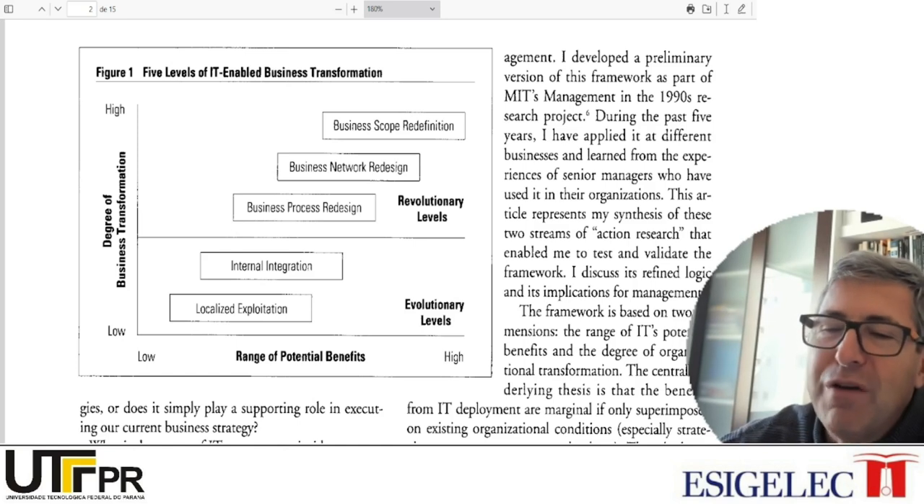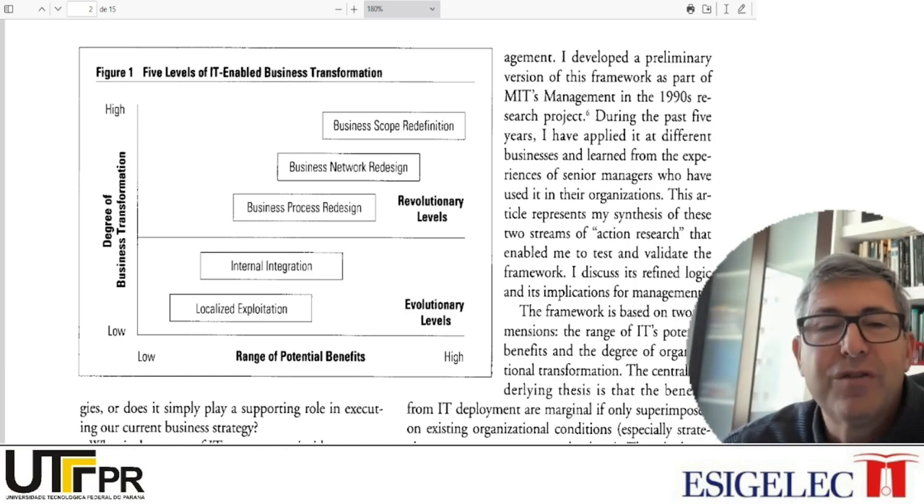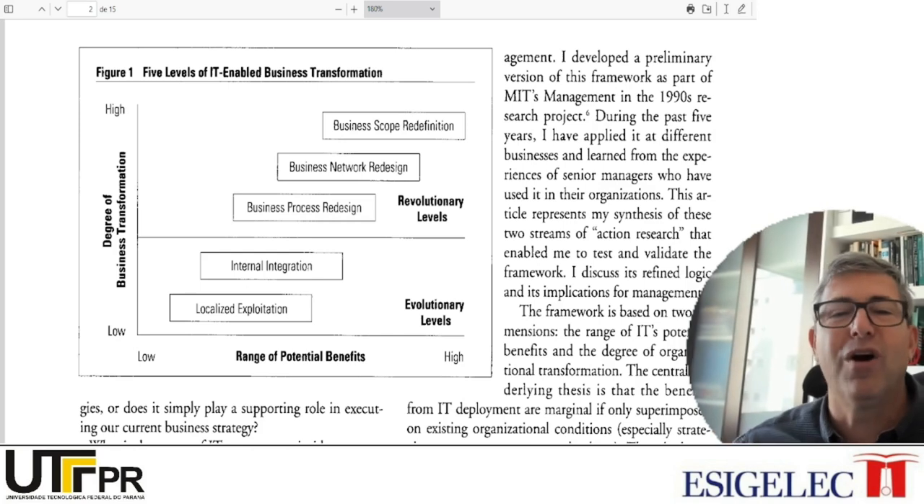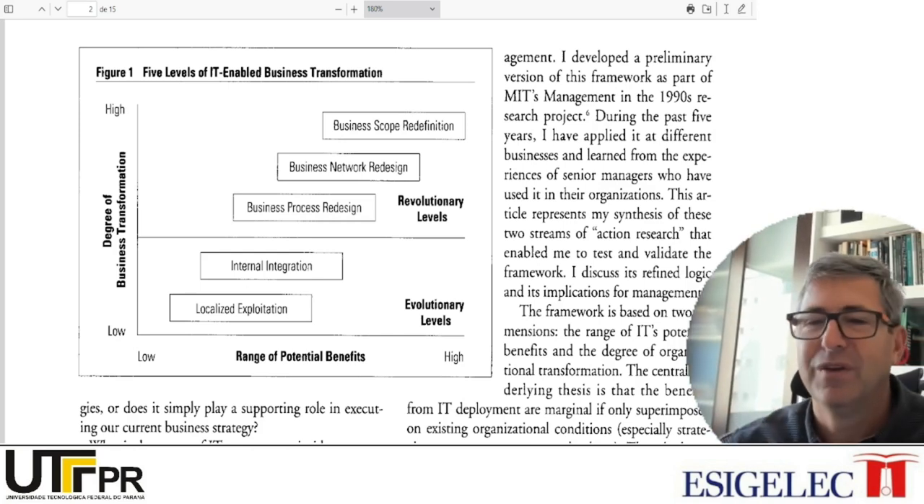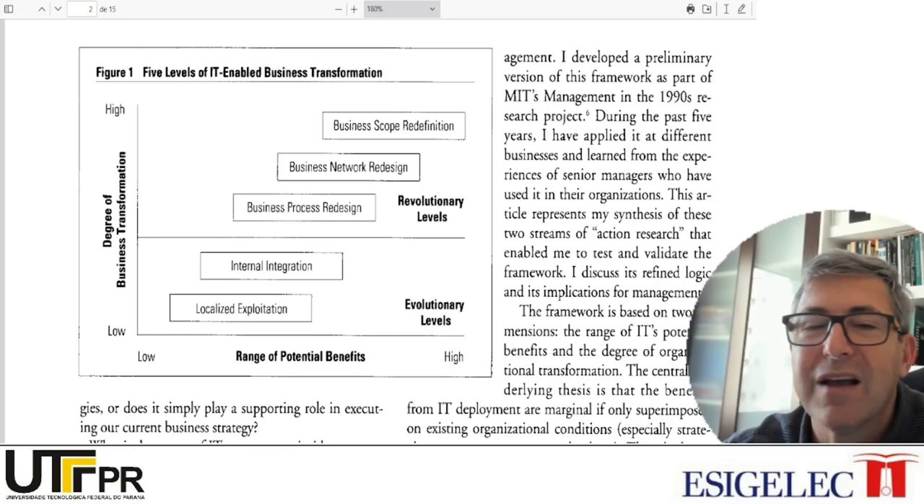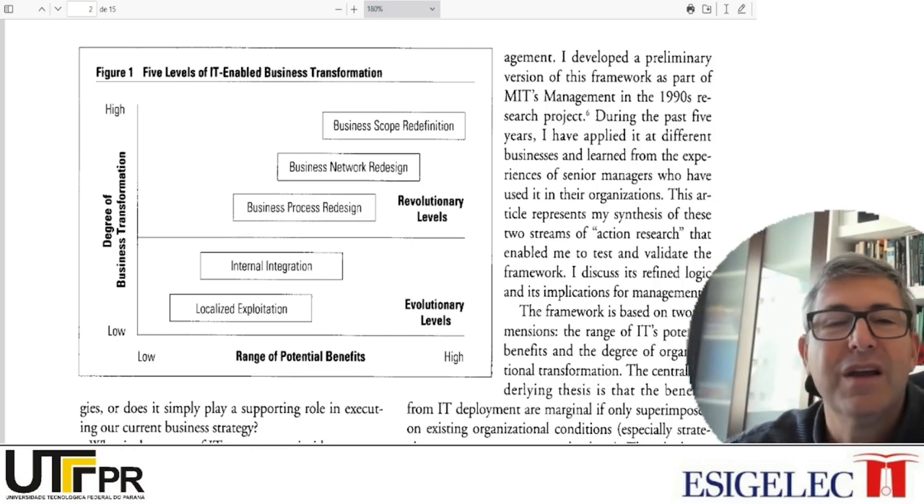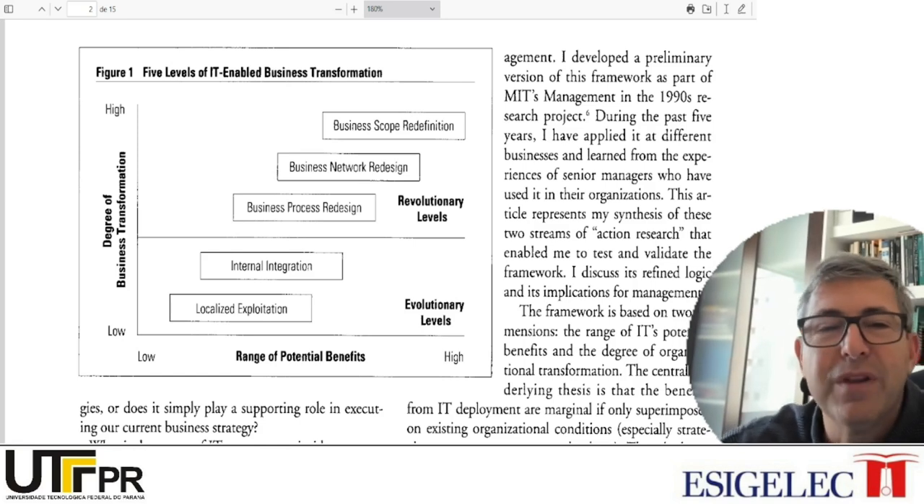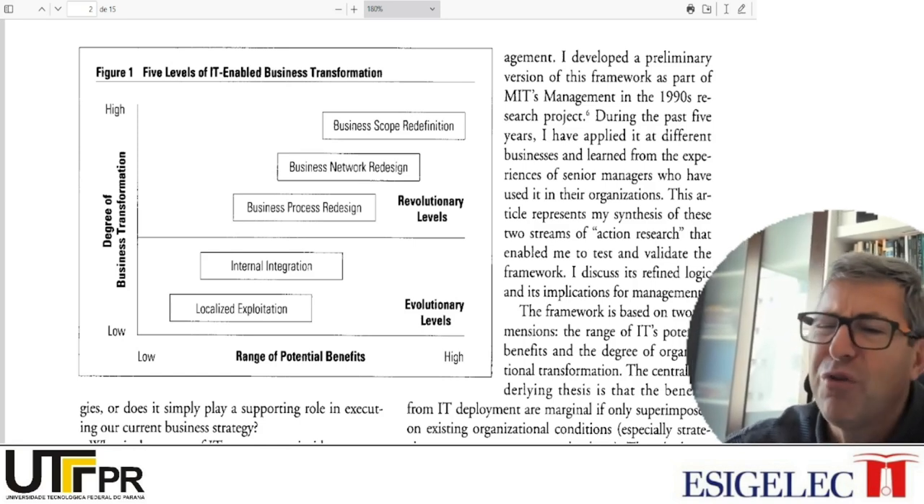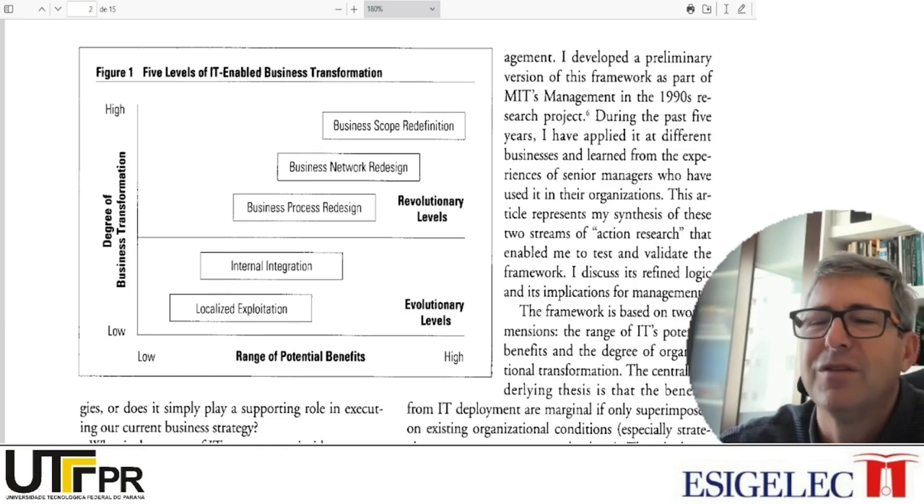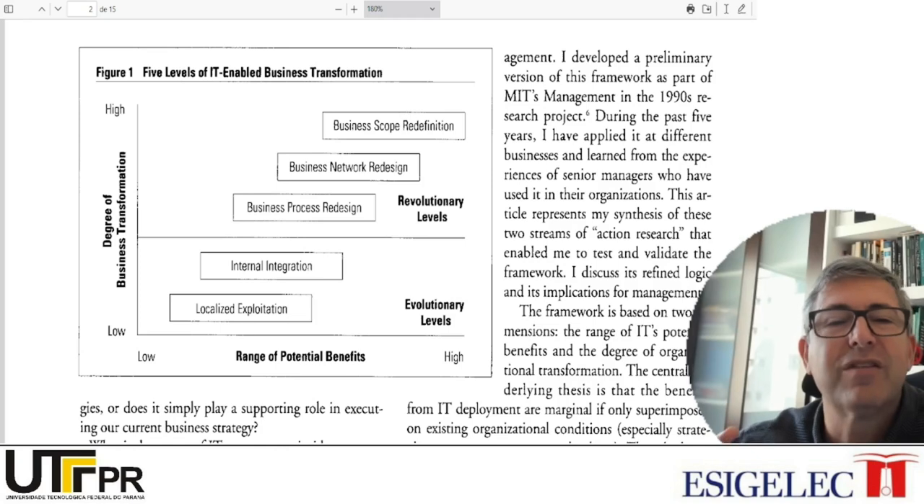The author calls this an evolutionary level because it says you're doing what you did before more efficiently. Notice that evolution has a lot to do with increasing efficiency, right? Improving the methods, improving the process. Of course, you could also improve the product, but think of localized exploitation as improving the process.